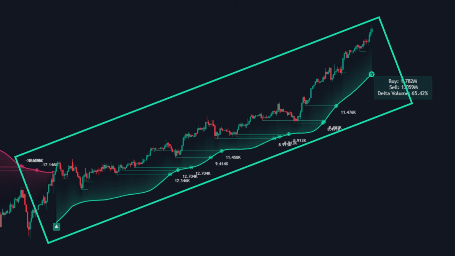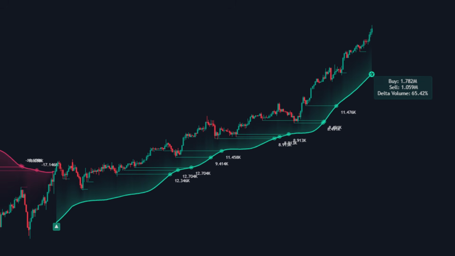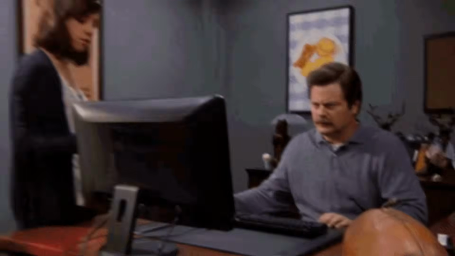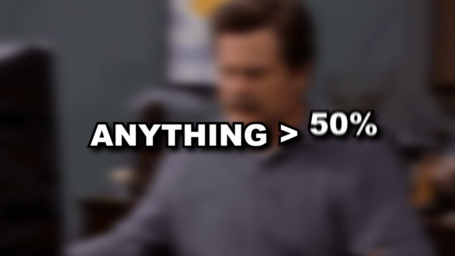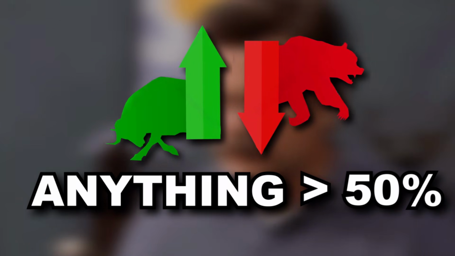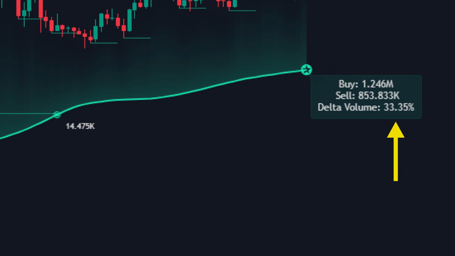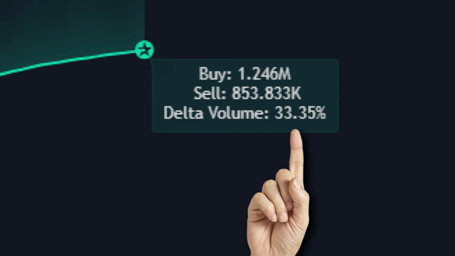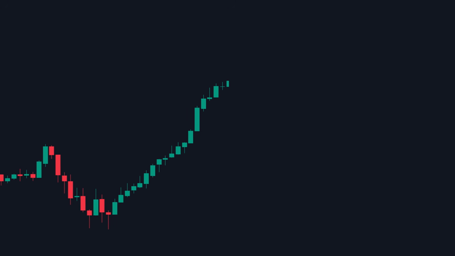Check out this strong bullish trend. Not only is the cloud green, but the delta volume is sitting at an impressive percent. From my extensive testing, anything above 50% signals exceptional trend strength. You can still take trades at 30% or above, but the higher this number, the more likely your trade is to succeed. This number can theoretically reach 200%, though that would require an unbroken series of bullish candles. Pretty rare in real trading.